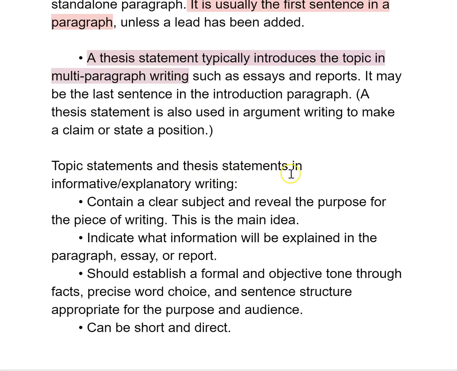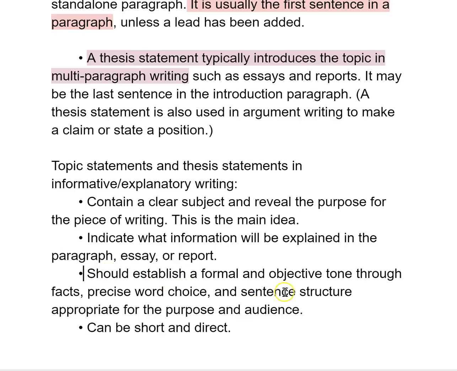Topic statements and thesis statements in informative explanatory writing, what do they do? They contain a clear subject and reveal the purpose for the piece of writing. This is the main idea. So we should know why we're reading this. Why has the author written this piece of material based on that topic sentence and thesis statement? Indicates what information will be explained. So I should know by reading that very first topic sentence or that thesis statement what I'm going to be learning about as I continue to read the paragraphs.